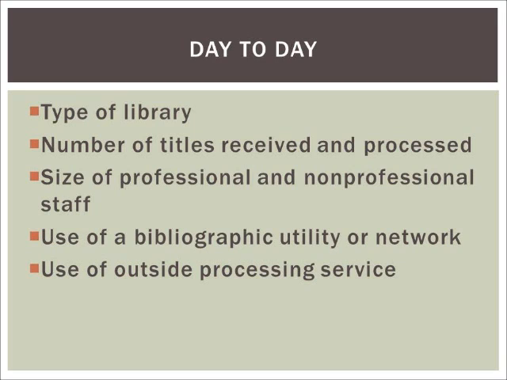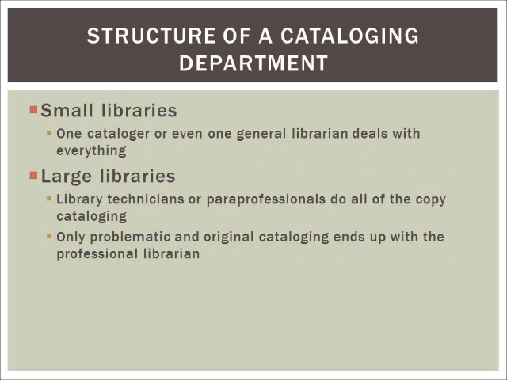Other important factors are the amount of titles received, the size of the staff, the use of a bibliographic utility or network like OCLC or SkyRiver, and we will talk about these more in depth in Chapter 2, and the use of any outside processing service. The type of work that a cataloger does also depends on the size of the library. A cataloger for a school library will often be completing the cataloging and processing of all library materials, him or herself, but a cataloger at a large academic library will often only catalog materials that need original or special cataloging, and a paraprofessional will catalog and process the rest.